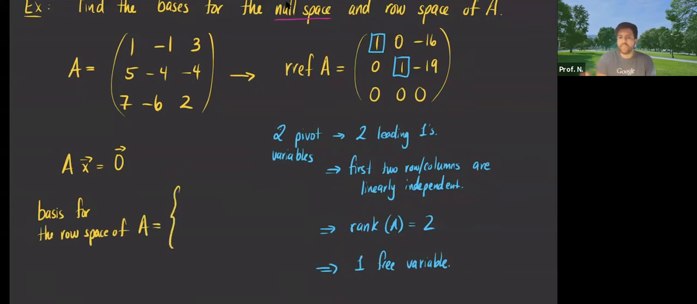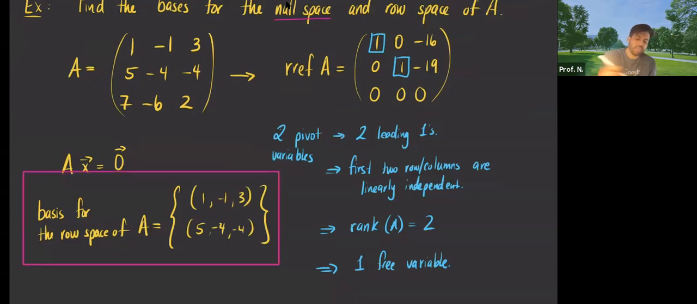What would be the basis for the row space of A? Well, the row space of A has a dimension of 2 because we have two linearly independent rows. Do you guys see what's happening? If I want to write it like this, (1, -1, 3) and (5, -4, -4). These two row vectors are a basis for my row space of A. I found it. How did I find it? By the row reduced echelon form. A lot of information there. Now, I took care of that.